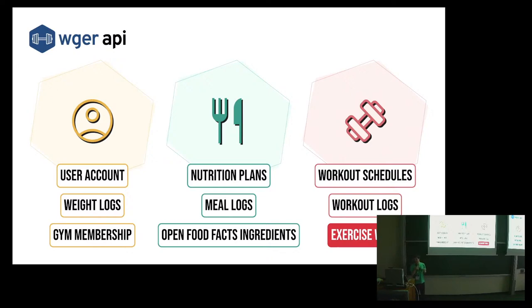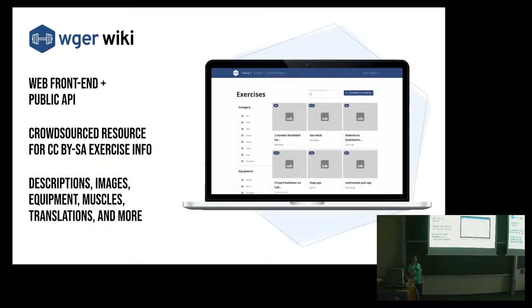And besides the user data, it also provides access to a repository of exercises, which includes exercise descriptions, some videos, some images, and more. And it's this part that has gained a wiki front end recently. So this is relatively new. It still has some flaws, but it's a web front end through which you can contribute exercise information, exercise descriptions, exercise images, translations of this. And we hope to create a central resource that anyone can use for crowdsourced exercise information. So if you're looking for how to perform a certain exercise well, if you are looking to build a workout and need inspiration for what kind of back exercises there are or physiotherapy exercises there are, we hope this is going to be the central resource.